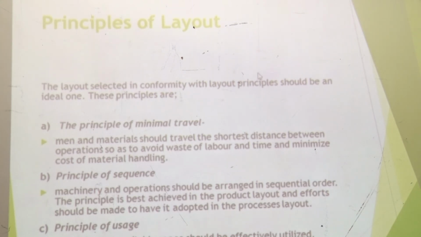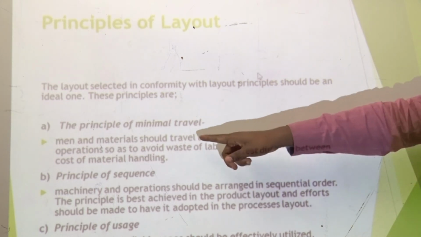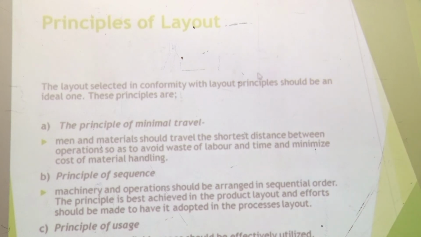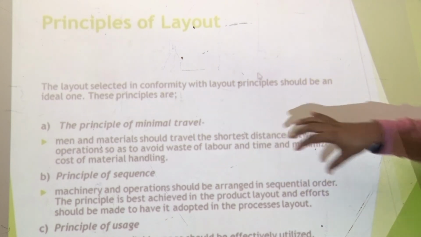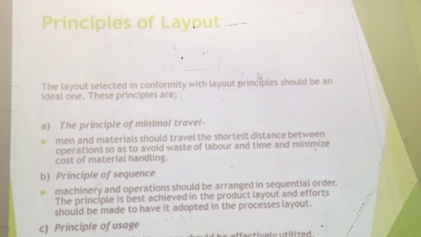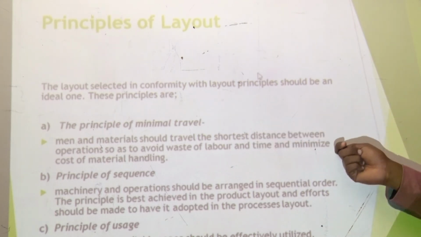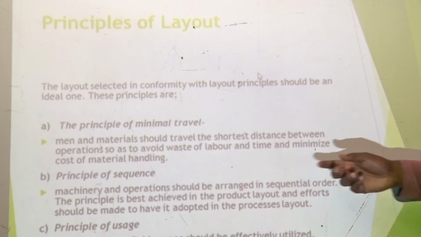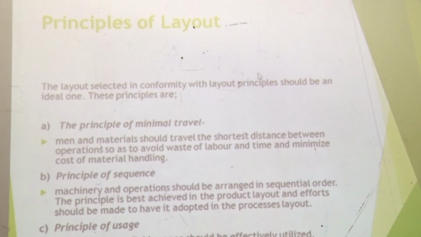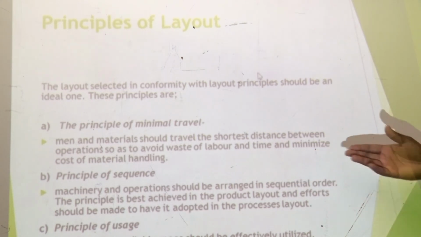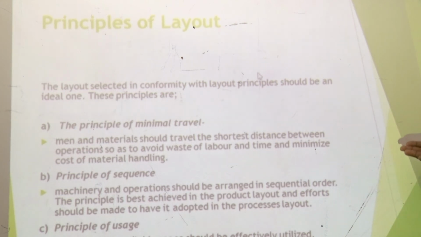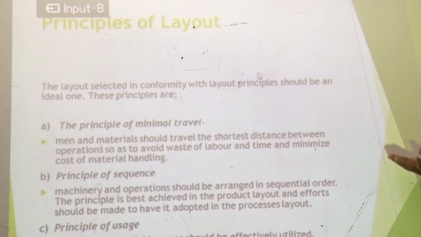When you're coming up with a layout, it is always important for you to ensure minimum travel, so that the people who are working in that facility are not supposed to travel more and more. They are supposed to shorten the distance, and that is very important. The people also need to minimize the cost of material handling. So you can install things like conveyor belts, you can install things like lifts and what have you.